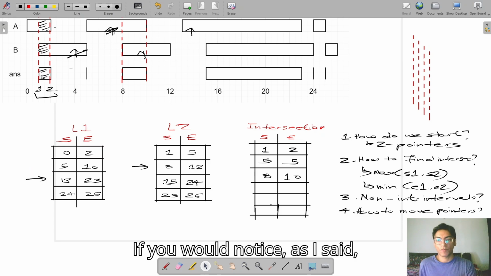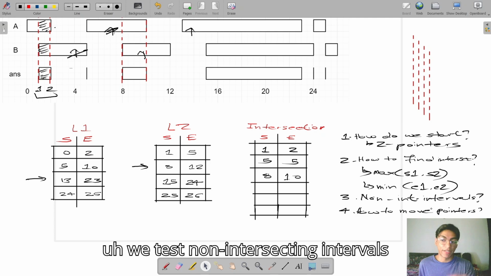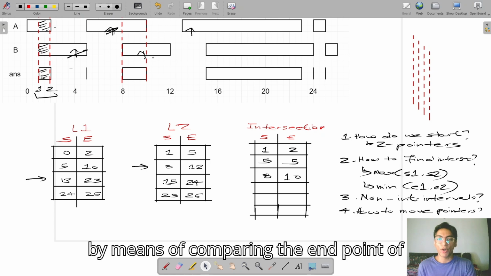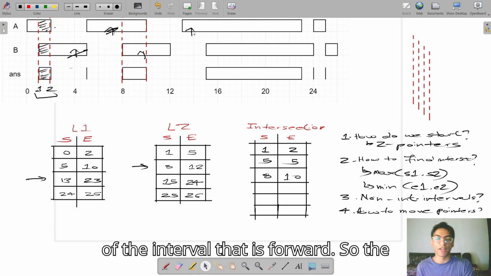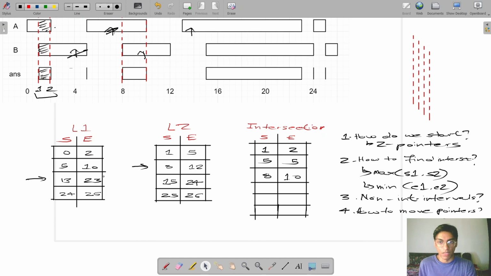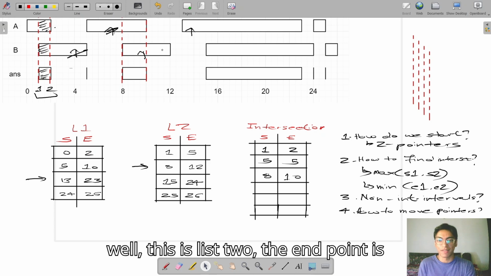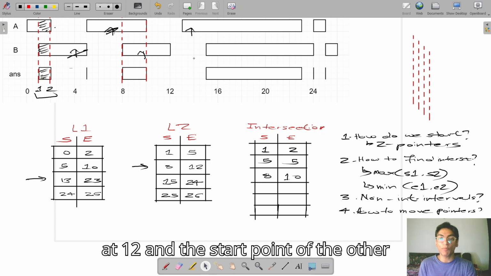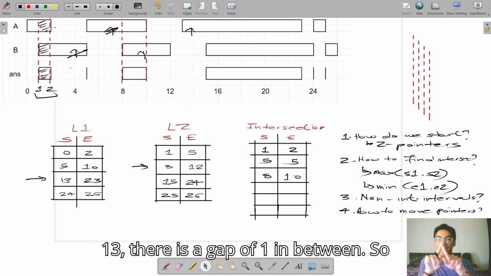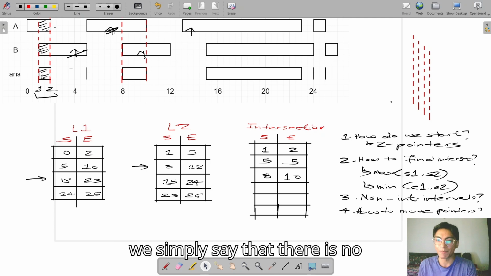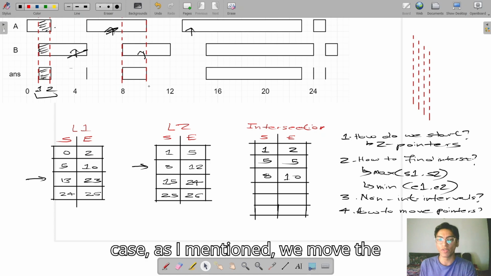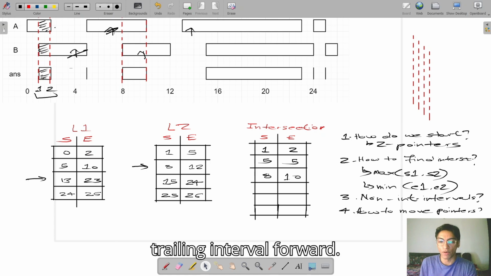If you would notice, as I said, we test non-intersecting intervals by means of comparing the end point of the trailing interval to the start point of the interval that is forward. So the end point of this interval is at, well, 12. This is list 2. The end point is at 12. And the start point of the other interval that we're pointing to is at 13. So they don't overlap. 12 comes before 13. There is a gap of 1 in between. So we simply say that there is no intersection that exists. So in that case, as I mentioned, we move the trailing interval forward.